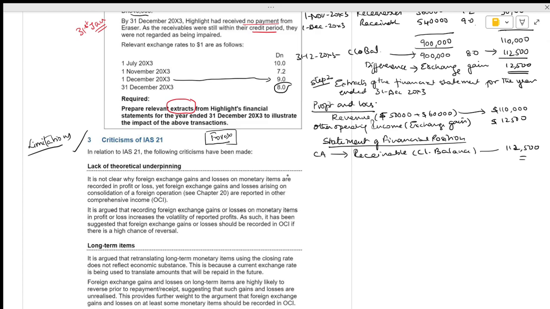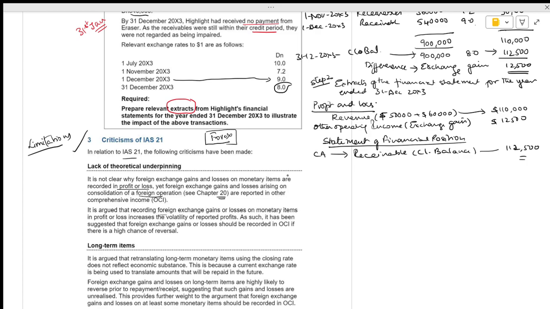With respect to IAS 21, it is not clear why exchange rate gains and losses on monetary items are recorded in the profit and loss account, yet foreign exchange gains and losses arising from foreign operations, we'll see in lecture 20, are reported in other comprehensive income. Basically, when you are talking about foreign exchange losses, it is only for a current period. This is one of the criticisms.